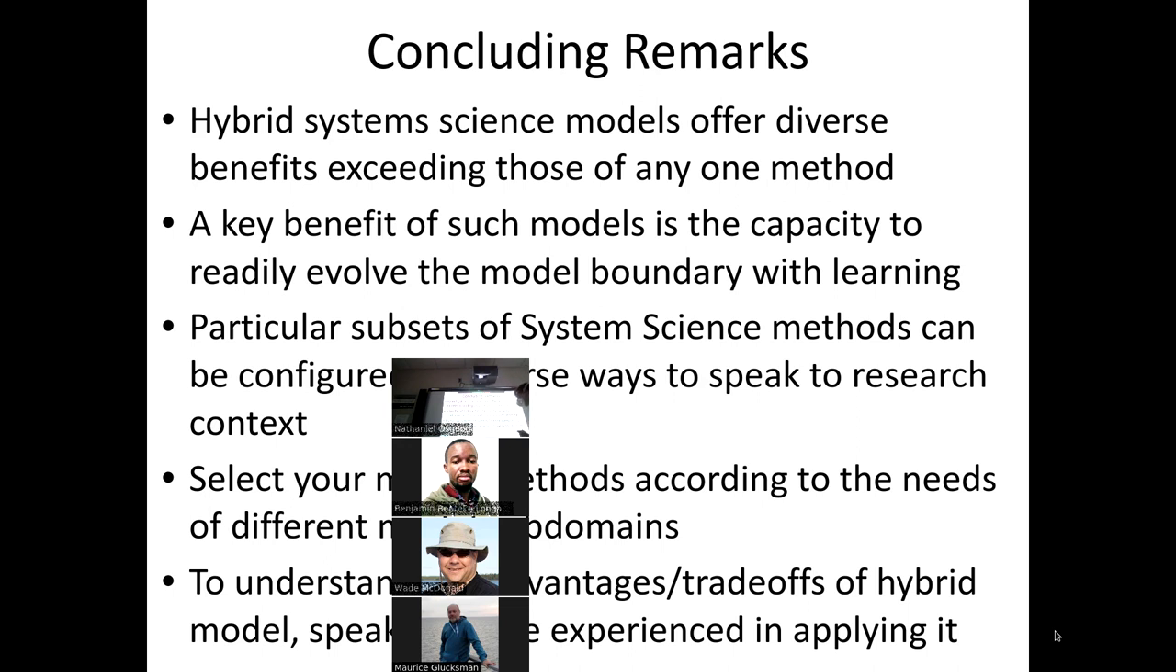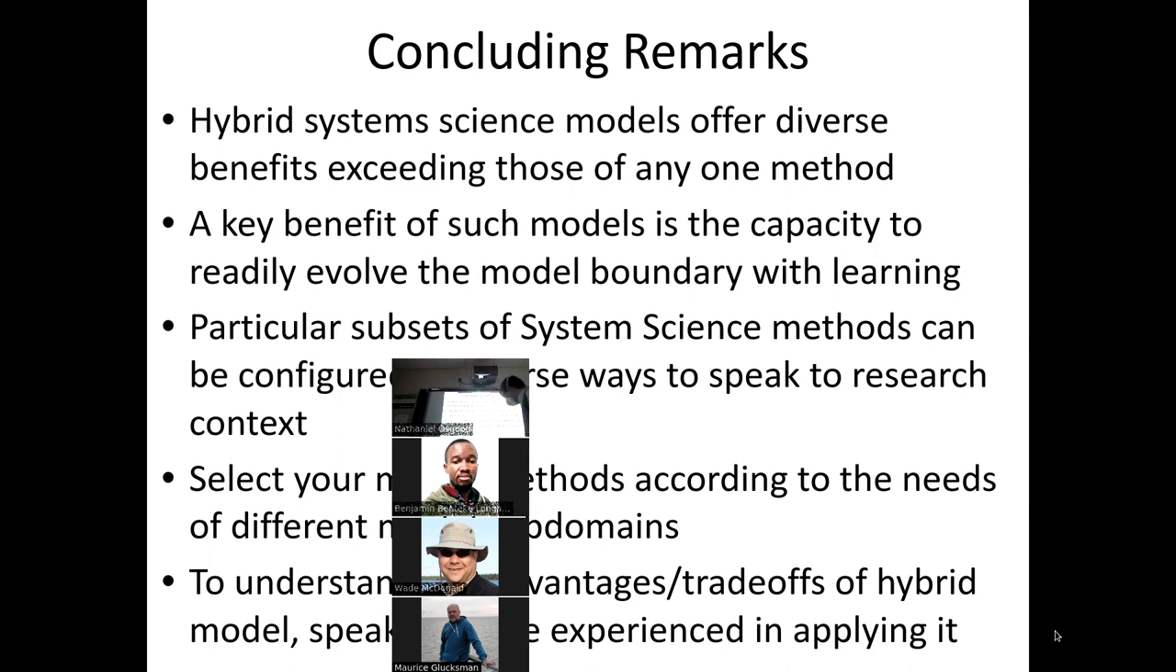And there are different subsets of these system science methods, with agent-based modeling having a particular place of honor to be configured in different ways to speak to different research contexts. Agent-based modeling is particularly well-suited to interfacing with system dynamics on the one hand or with discrete event simulation. So again, that keystone role it can play. The need here is to select modeling methods according to the needs of different model subdomains and to pick consciously, to weave together different types of modeling that could evolve where needed.